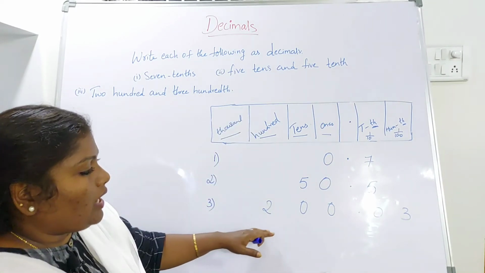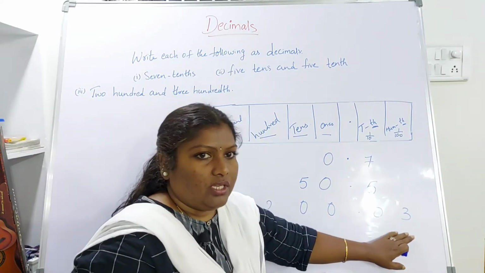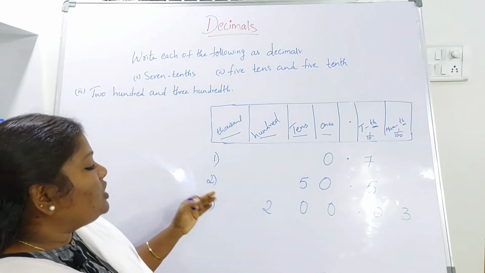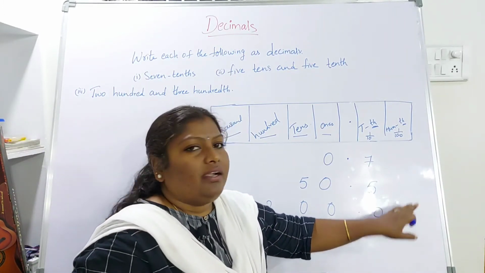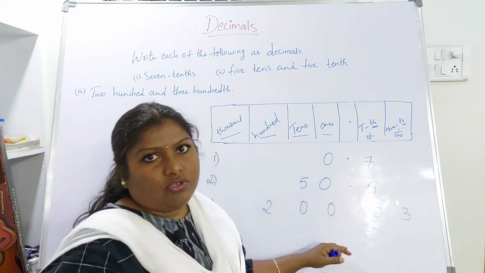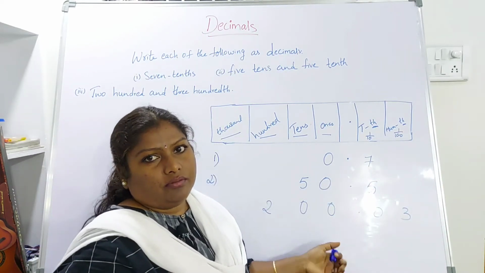It is 200.03. So this is read as 200 and 3 hundredths. Hope you have understood. Let's move on to the next topic.